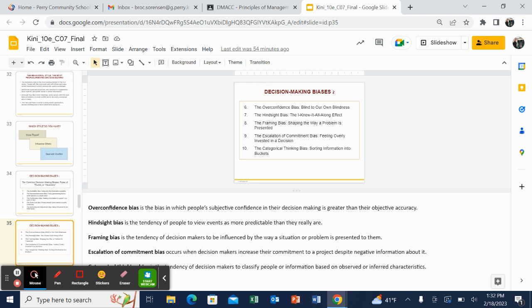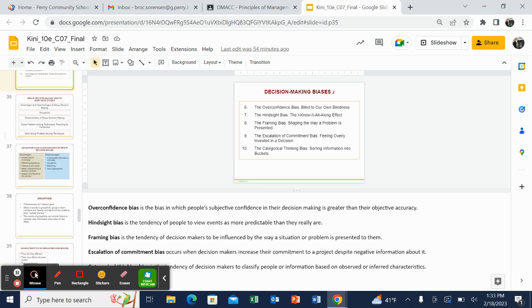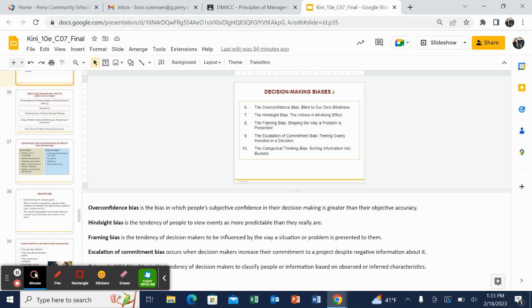And I think there are some really good examples. If you take a look at your book, pages 295 to 297, I'd encourage you to read up on some of those different biases out there. I think there are some pretty good examples in terms of what we mean when talking about those.